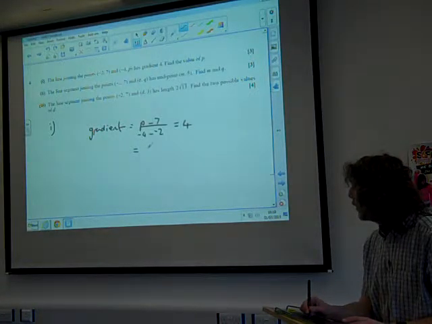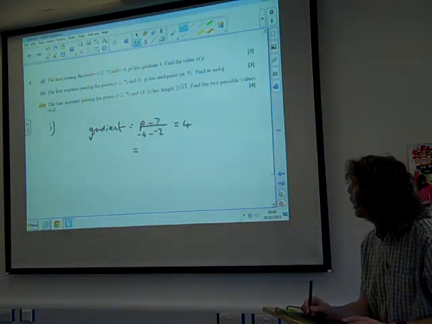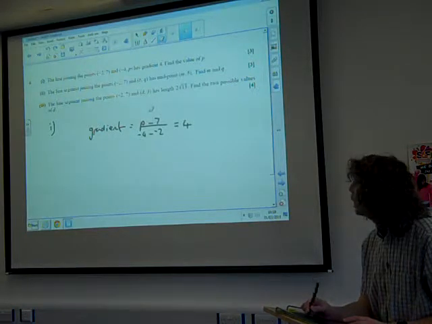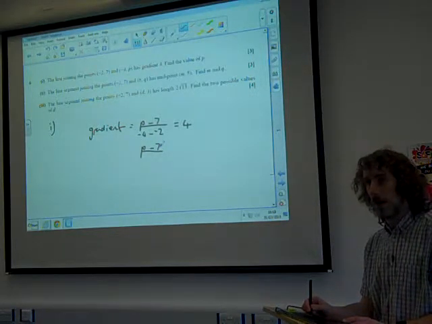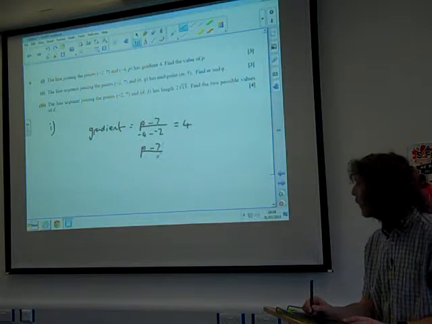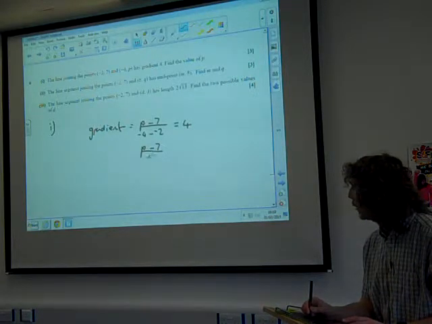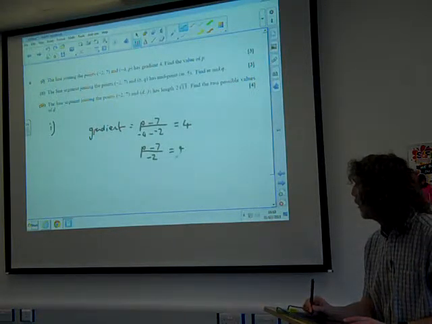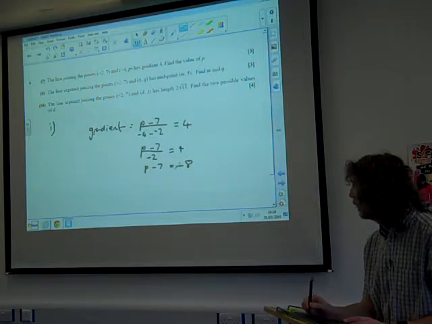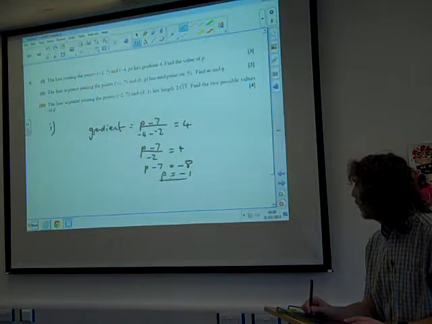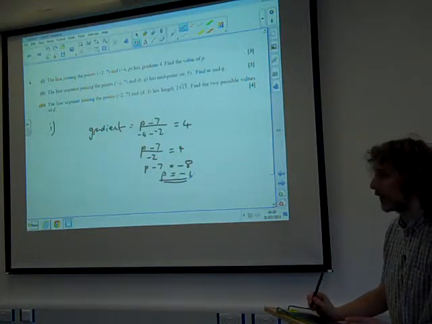So we've ended up with p minus 7, we don't want equals then. P minus 7, now that would be divided by minus 2, because we've got minus 4 plus the 2, minus 2, is 4. So p minus 7 equals negative 8. I'll multiply both sides by minus 2, giving me p is minus 1. There we go, are we happy with that?